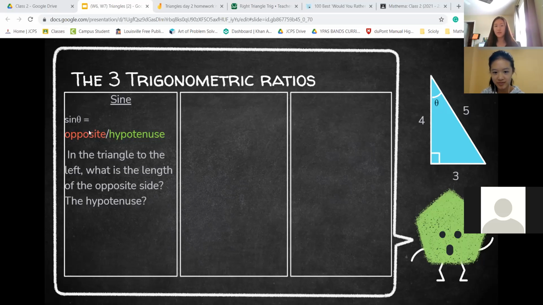So in the triangle to the right, not the left, tell me what the opposite side's length is and the hypotenuse's length is. The reference angle is the one at the top. The opposite side length is 3 because that's the side opposite the reference angle. The hypotenuse is opposite the right angle, so that's 5. Our ratio for sine is opposite over hypotenuse, so it would be 3 over 5.